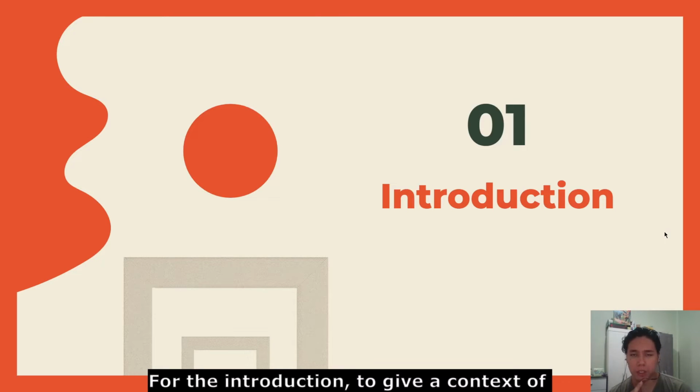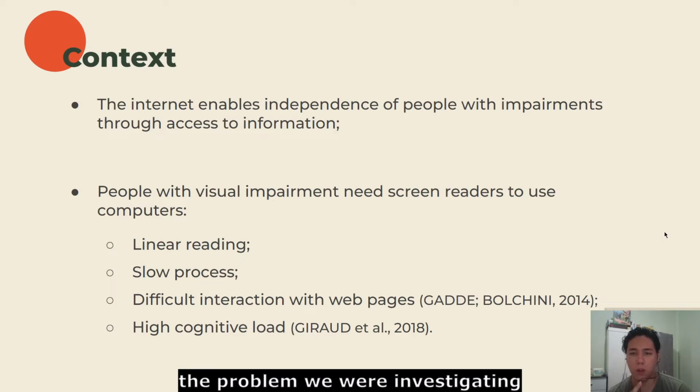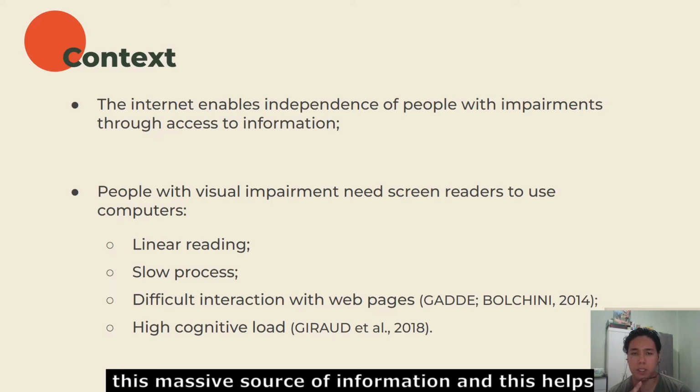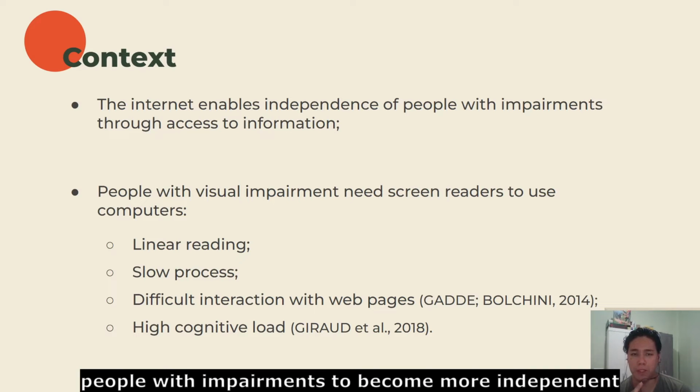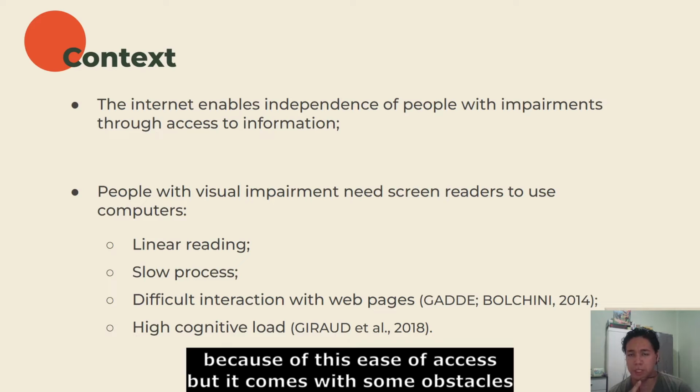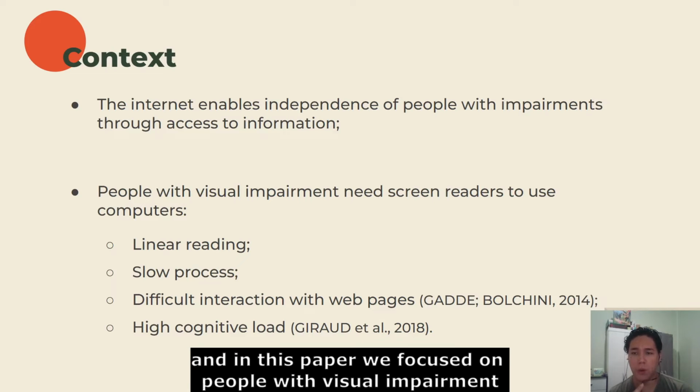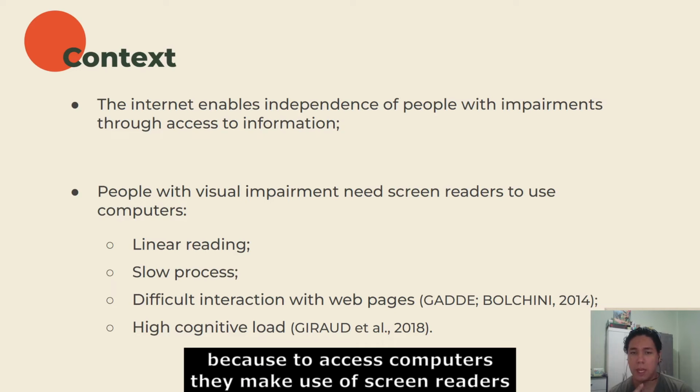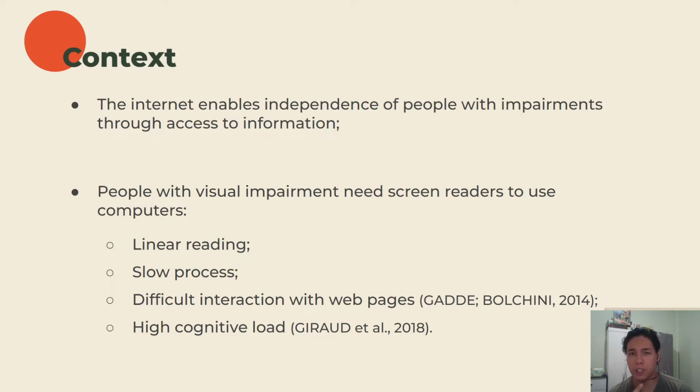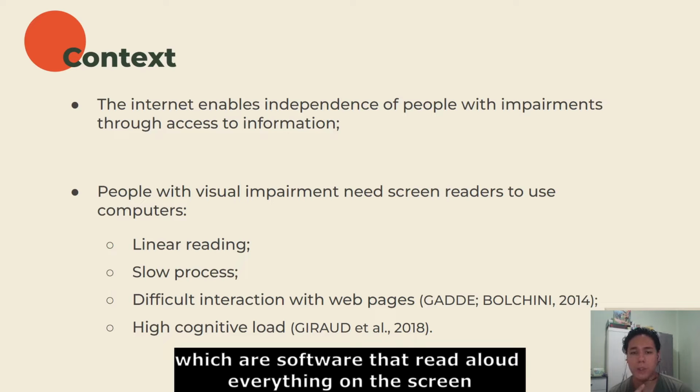So for the introduction, to give a context of the problem we were investigating, as we all know, the internet has become this massive source of information, and this helps people with impairments to become more independent because of this ease of access, but it comes with some obstacles. And in this paper, we focused on people with visual impairment because to access computers, they make use of screen readers, which are software that read aloud everything on the screen.